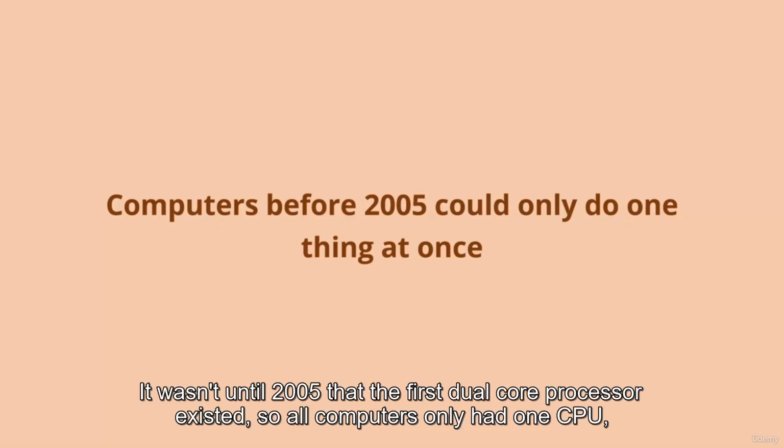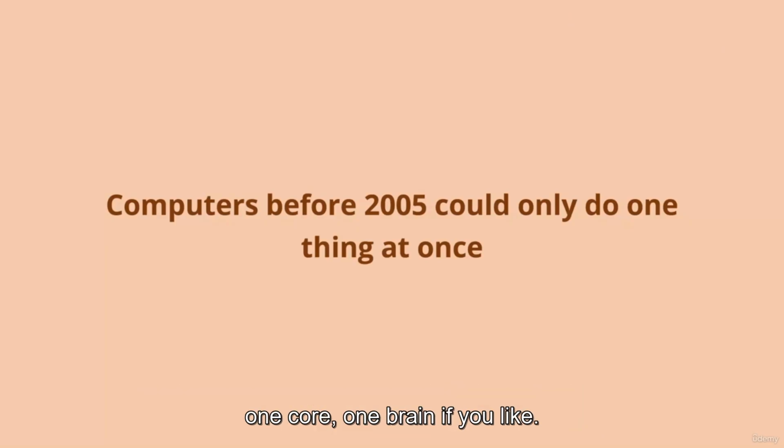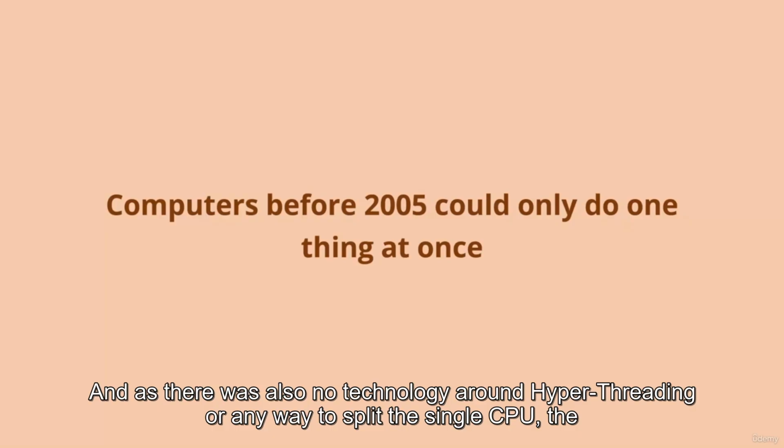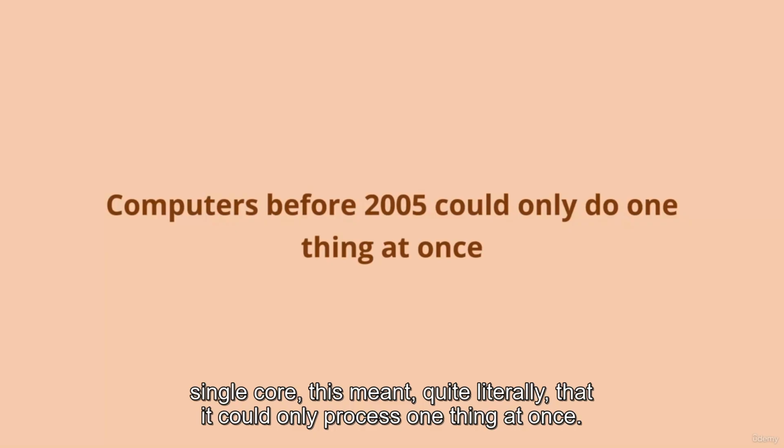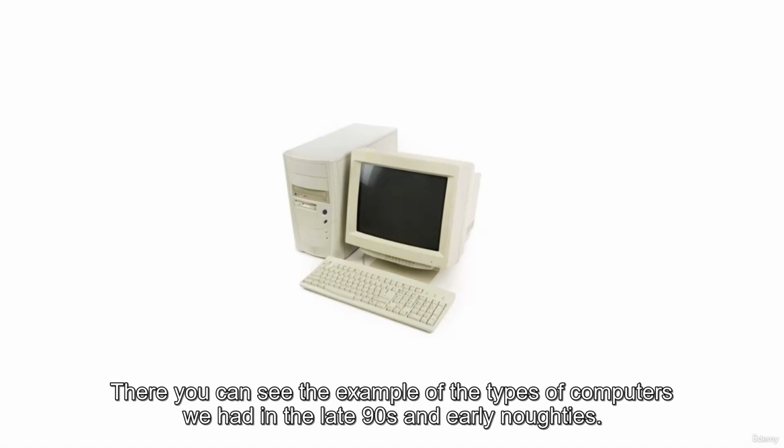Let me explain. Before 2005, all computers only had one CPU, one core, one brain, if you like. And as there was also no technology around hyperthreading or any way to split the single CPU, the single core, this meant, quite literally, that it could only process one thing at once. There you can see an example of the types of computers we had in the late 90s and early noughties.